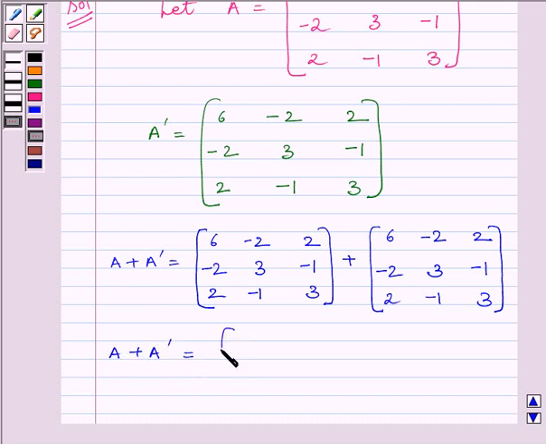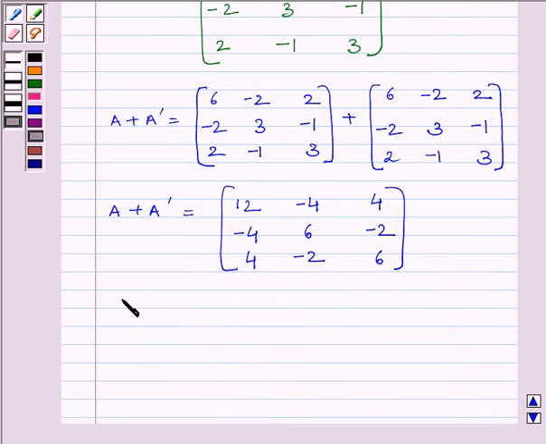So, A plus A transpose is equal to 6 plus 6 is 12, minus 2 plus minus 2 is minus 4, 2 plus 2 is 4, minus 2 plus minus 2 is minus 4, 3 plus 3 is 6, minus 1 plus minus 1 is minus 2, 2 plus 2 is 4, minus 1 plus minus 1 is minus 2, 3 plus 3 is 6. So, A plus A transpose is equal to matrix 12, minus 4, 4, minus 4, 6, minus 2, 4, minus 2, 6.